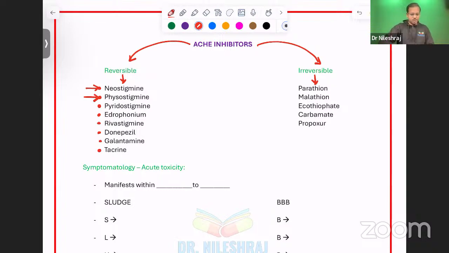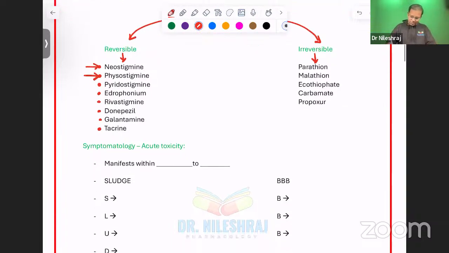Yes, you're right, Dr. Karthik. Physostigmine tends to cross the blood-brain barrier. Beautiful answer. So remember this mnemonic: physostigmine will cross, neostigmine will not cross the blood-brain barrier. Don't get confused in the future also. Now, let's move on further.